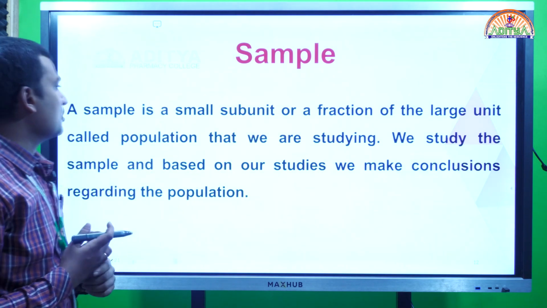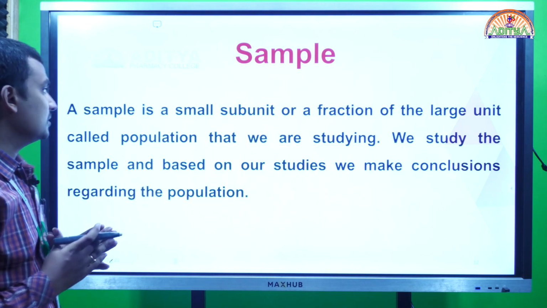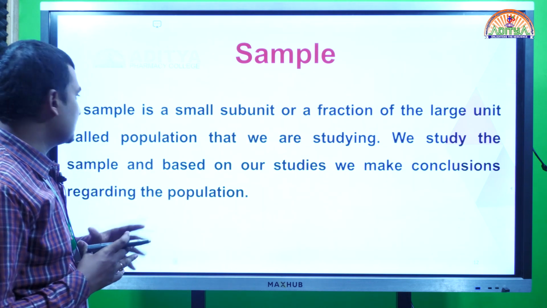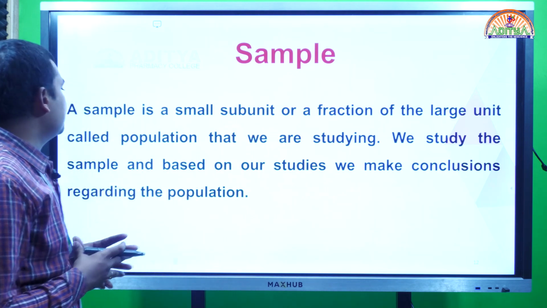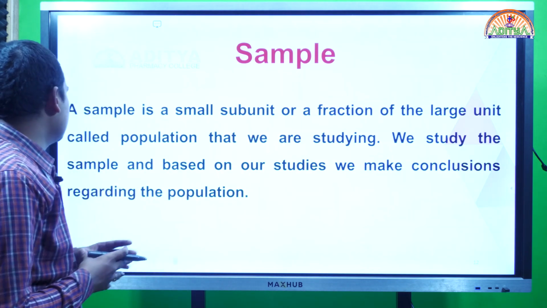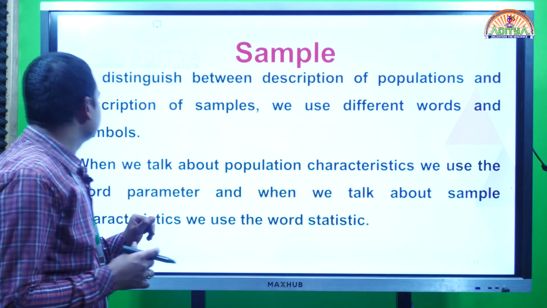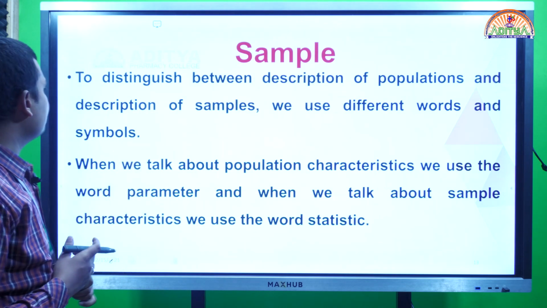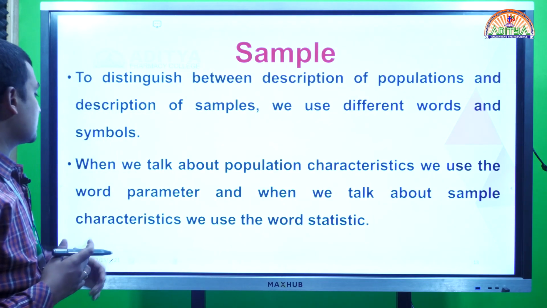So a sample is a small subunit, whereas the population is a larger unit. A sample is a smaller subunit or a fraction of the large unit called population that we are studying. We study the sample, and based on our studies we can make conclusions regarding the population. To distinguish between the description of populations and description of samples, we use different words or symbols sometimes.